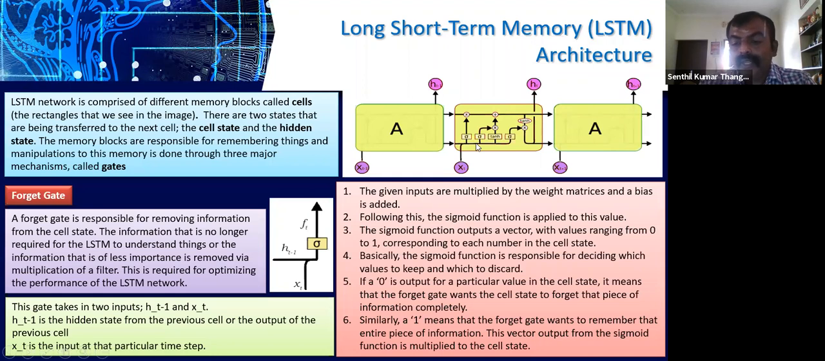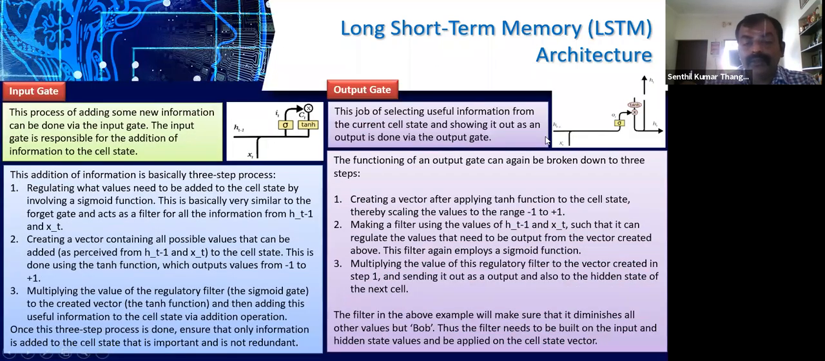Okay. So if 0 is the output for a particular cell state, it means that the forget gate wants the cell state to forget the information. If 1 is the output, it means that the forget gate wants to remember the entire information. So the forget gate will have 0 or 1 deciding its operation. When you go for LSTM, the input gate and output gate will have most of the work being done. So this is generally the theory about how LSTM works.